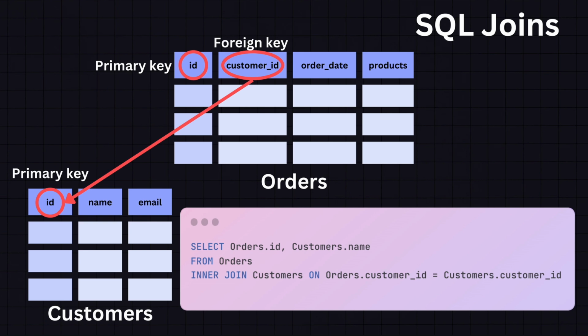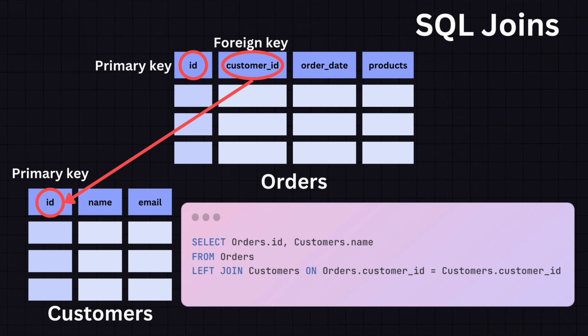If we do the same query but with left join, it will return all records from the table on the left and the matched records from the table on the right. So the inner join fetches only the orders with corresponding customer information, while the left join fetches all orders, including those without corresponding customer information, and the missing values are filled with nulls.